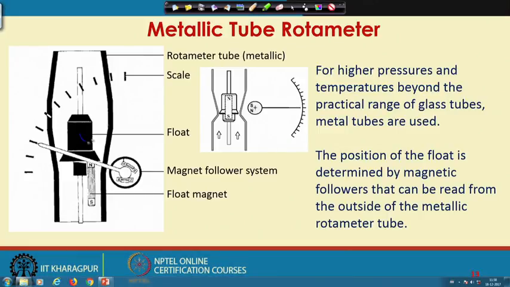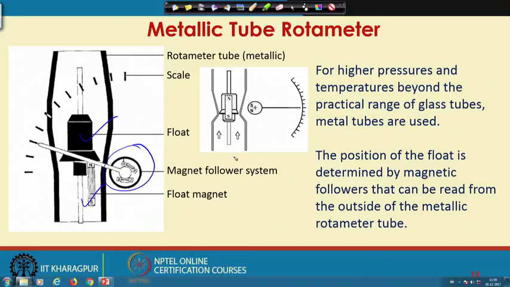So, you have this float, and you have a magnet attached to the float. As the float moves up or comes down with change in flow rate, the float magnet also goes up or comes down. So, there is a magnet follower system which will follow the magnet attached to the float inside. This magnet follower system will actuate a pointer against a scale. That scale can be calibrated in terms of flow units.